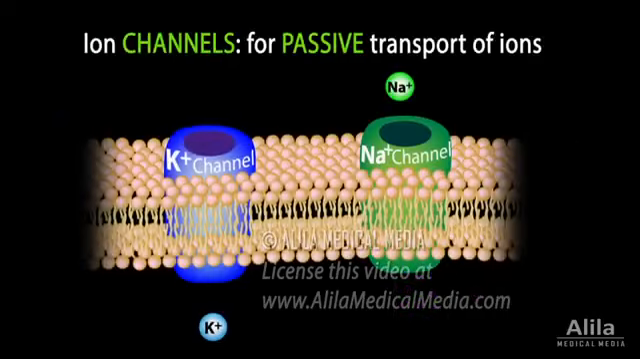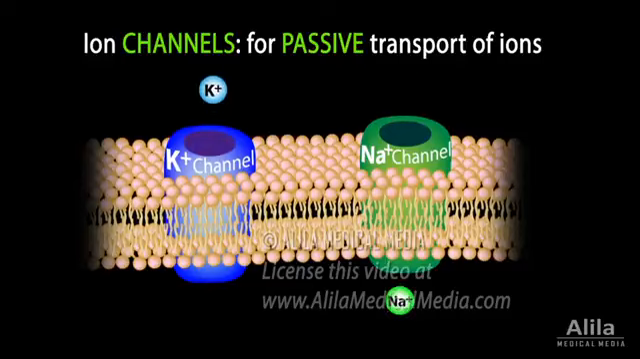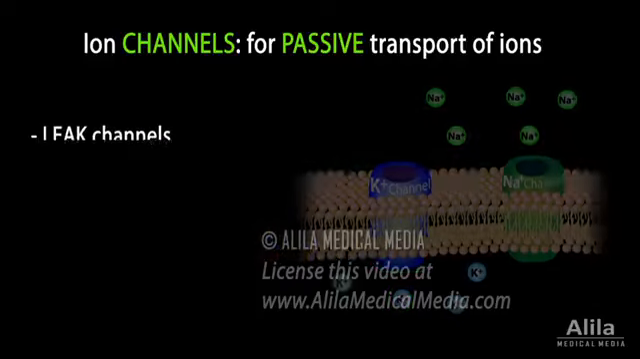Ion channels permit passive transport of ions. These are transmembrane proteins that form pores for ions to pass through. Most ion channels are specific for a certain type of ion. Ion channels can be classified by how they change their open, closed state in response to different factors of the environment. Common types of ion channels include leak channels.